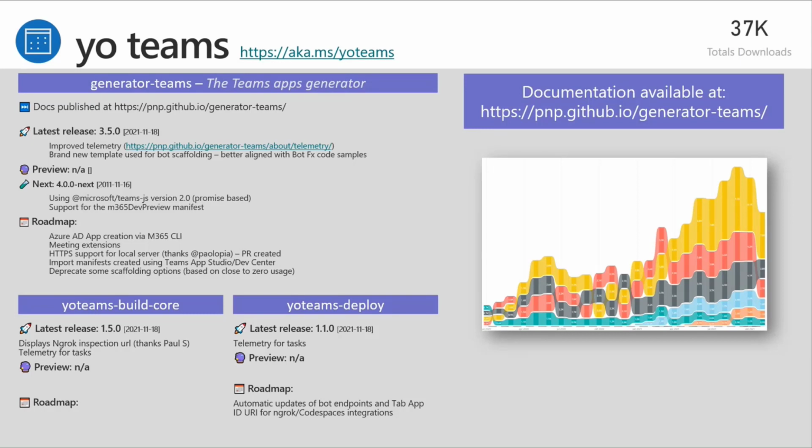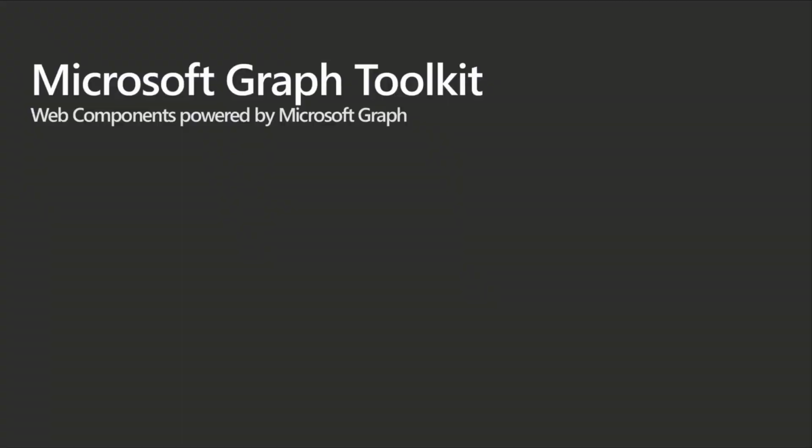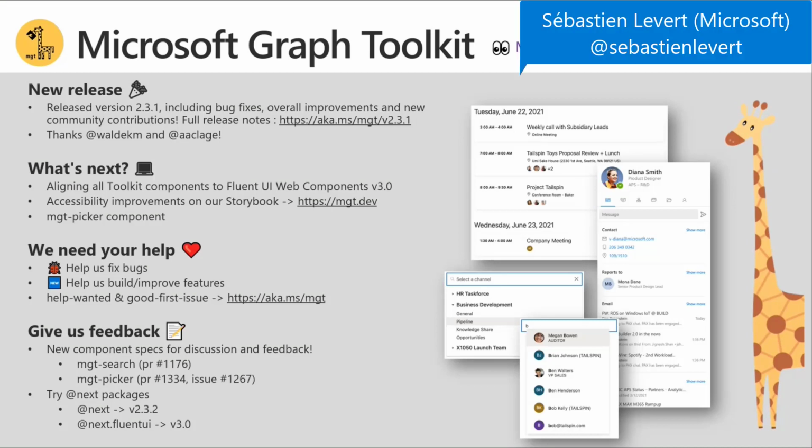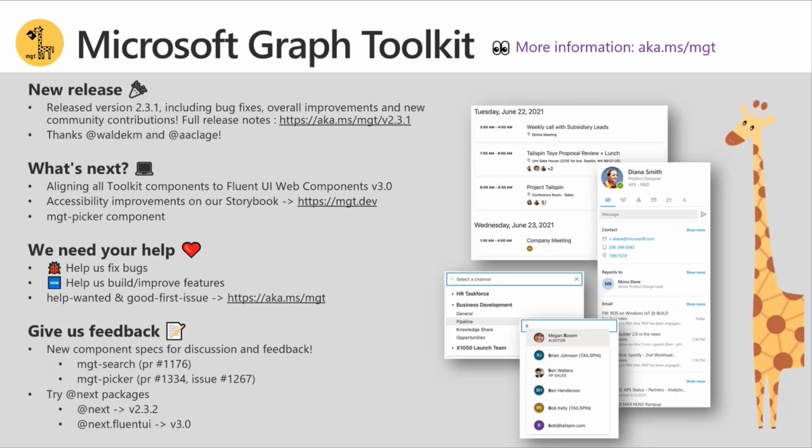Thanks. Awesome. Thanks, Victor. Microsoft Graph Toolkit, Sebastian Levert, tell us a bit more. Awesome. Thanks, David. So last week we did a new release. We released version 2.3.1. That includes a couple of bug fixes, some global improvements, and 2 new community contributions. So you can see the full release notes at aka.ms/mgt/v2.3.1. Thanks, Waldek and Andre, for your contributions.